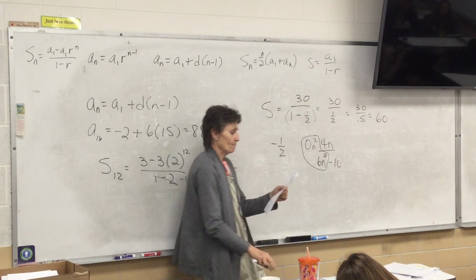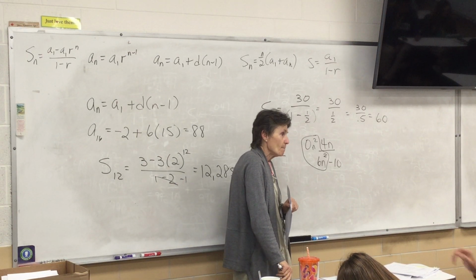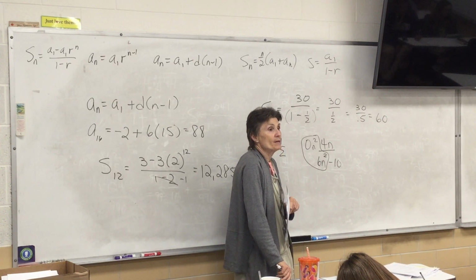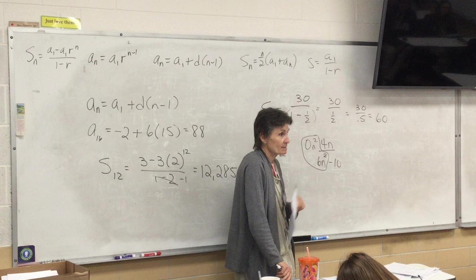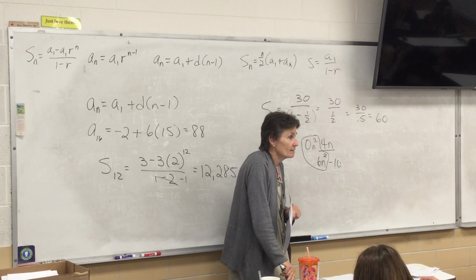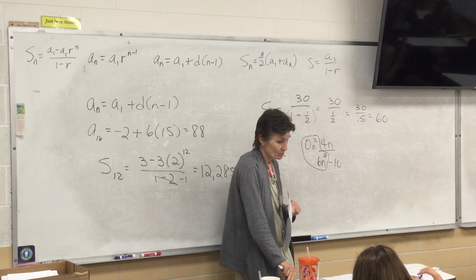All right, what about E? Divergent, no limit. Because why? The number in the parentheses being raised to the power is more than 1. And when that happens, there's no limit, it's divergent.